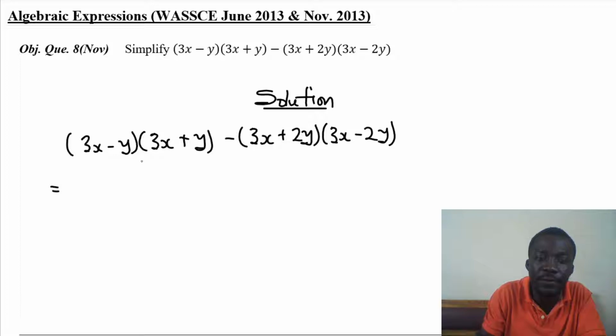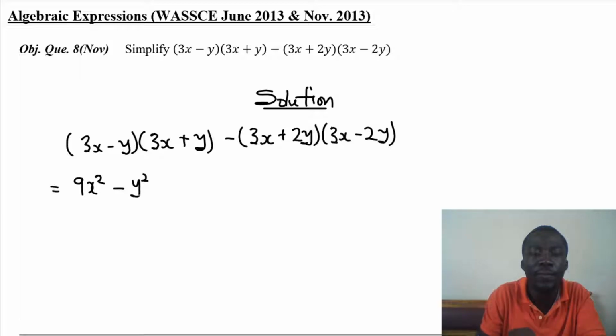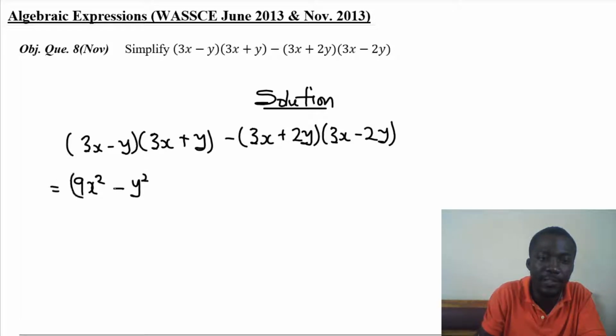We have 3 here, 3 here, so the square number will be 9 here. And we have x, so obviously we are going to get x squared. So our first term will be 9x squared, then minus, that's the difference. We have the variable y, so that one will be y squared. So whenever you factor 9x squared minus y squared, we are going to get 3x minus y, 3x plus y. Then this is in a bracket. Minus the next one, we have 3x plus 2y, 3x minus 2y.